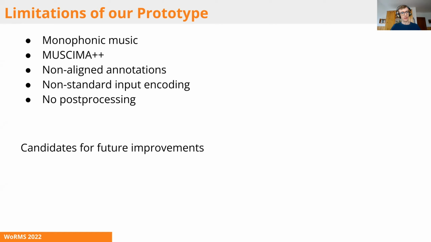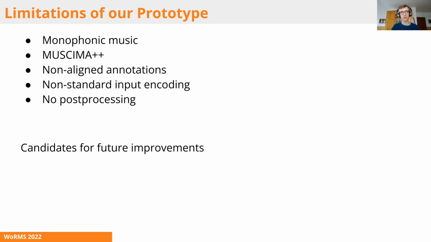At the end, I would like to list some limitations of our prototype. As I mentioned in the beginning, it currently can only synthesize monophonic music. It's limited to symbols from the MUSCIMA++ dataset. This could be extended in the future because we have plenty of datasets containing musical symbols.